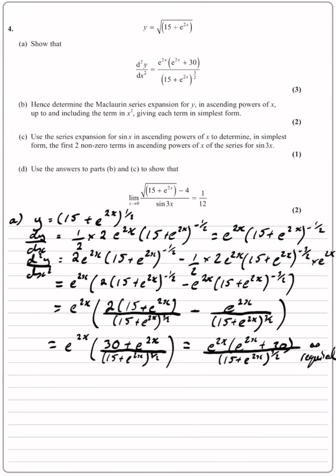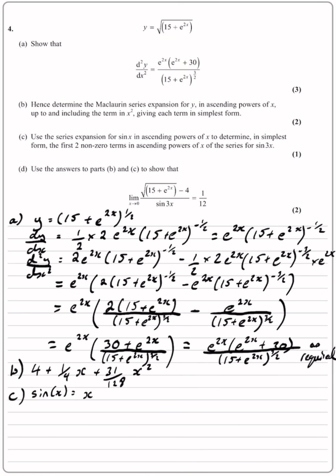Okay, so for B, we have all the tools we need to construct the Maclaurin series. We know that when x is 0, y is going to be 4. Then we can calculate the first derivative when x is 0, and then the second derivative when x is 0, remembering to divide by the appropriate factorials in the Maclaurin series expansion. Anyway, you end up with 4 plus a quarter of x plus 31 over 128x squared.